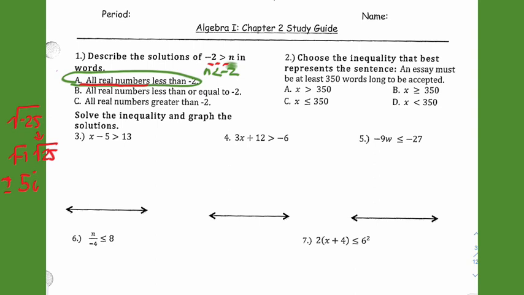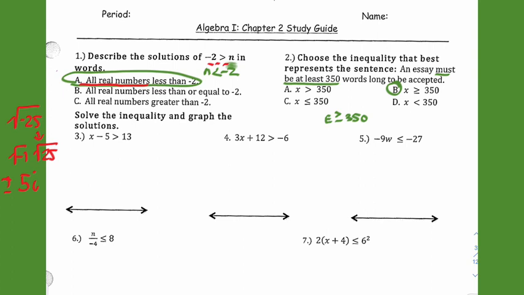On number 2, it says choose the inequality that best represents the sentence. An essay must be at least 350. And so what you need to ask yourself is can it be 350? Well, yes, it can. But can it be more than 350? Well, yes, it can, right? It doesn't say it cannot be any more than, and then we would have to say it's less than or equal to.